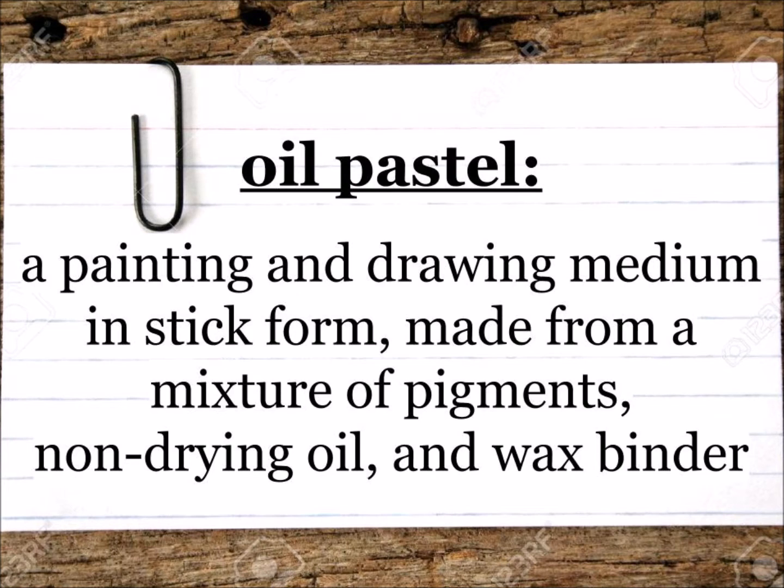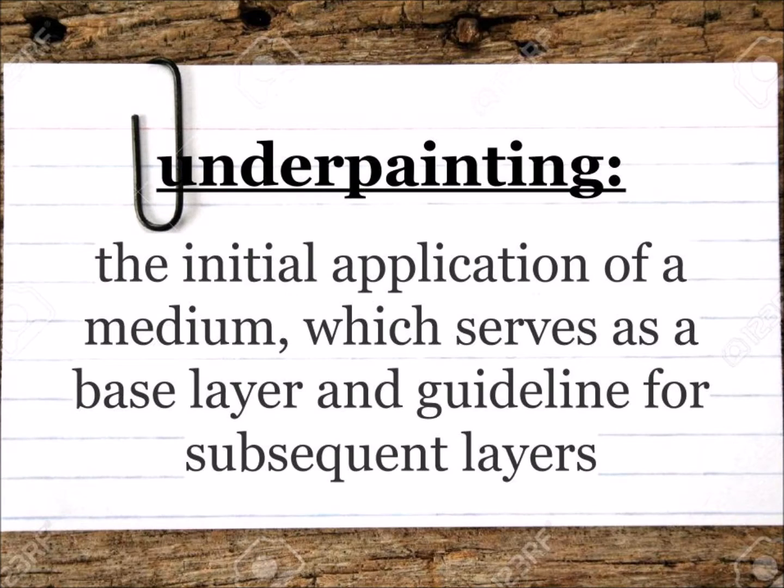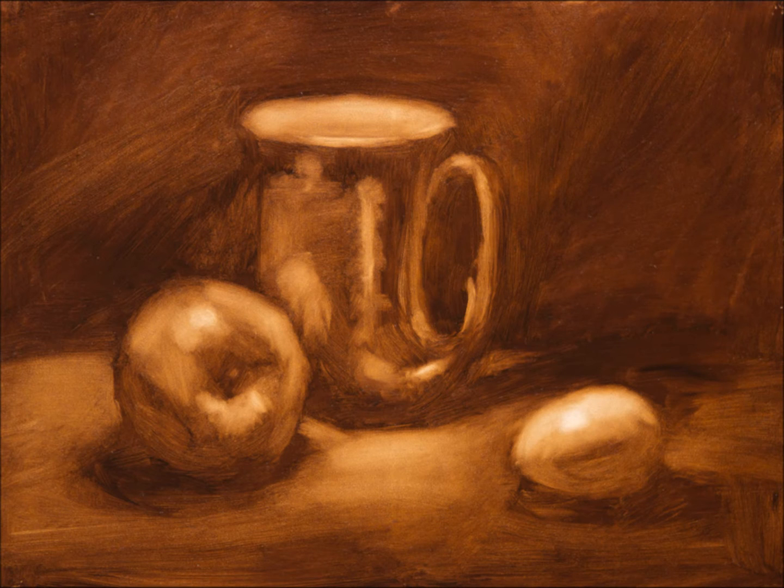So let's talk about the drawing medium that you guys will be using for this. You'll be using oil pastel, which is a painting and drawing medium in stick form made from a mixture of pigments, non-drying oil, and wax binder. Here is an example of an oil pastel drawing. An underpainting is the initial application of a medium which serves as a base layer and guideline for subsequent layers. So here's an example of what an underpainting might look like in an acrylic painting, and here's one of what it might look like with an oil pastel drawing.